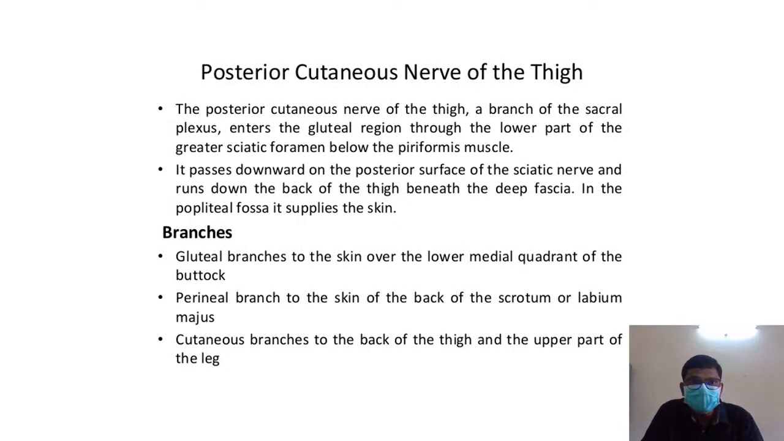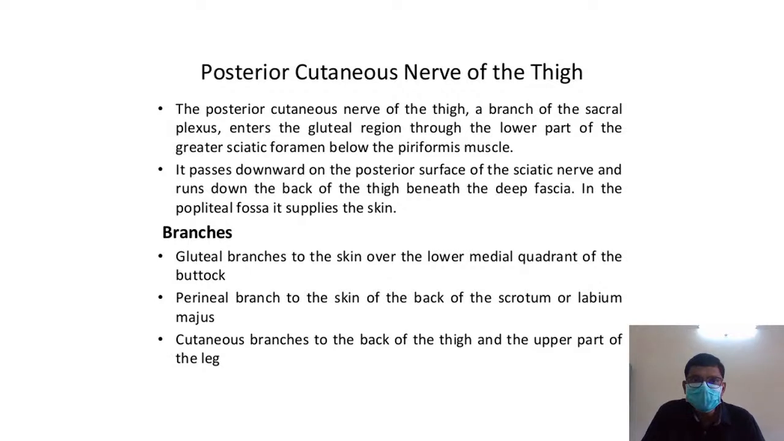Now the last slide, that is the posterior cutaneous nerve of the thigh. This posterior cutaneous nerve of the thigh is a branch of the sacral plexus. It enters the gluteal region through the lower part of the greater sciatic foramen, as you have seen previously in the pictures, that is below the level of the piriformis. And it passes downwards on the posterior surface of the sciatic nerve and runs down the back of the thigh beneath the deep fascia. In the popliteal fossa, it supplies the skin of that region.